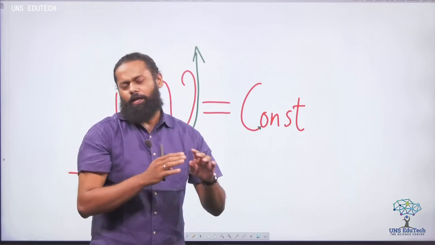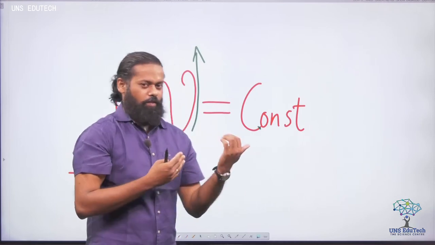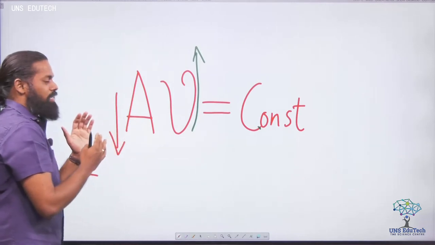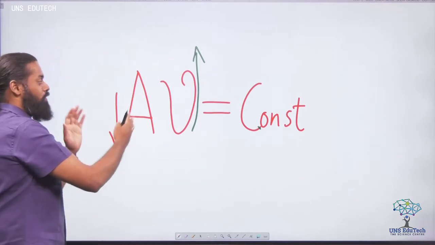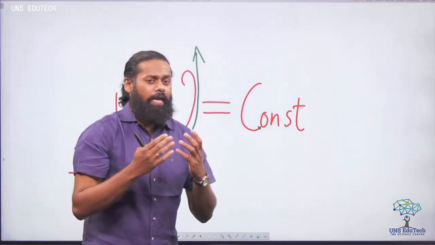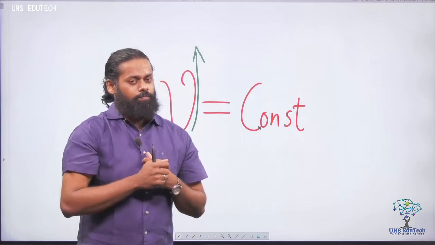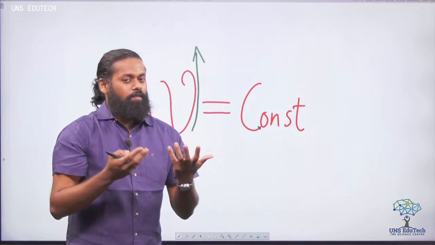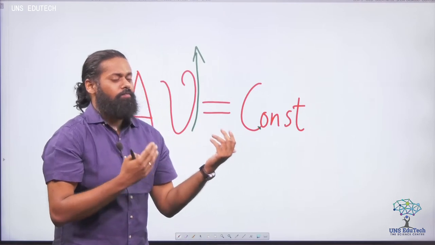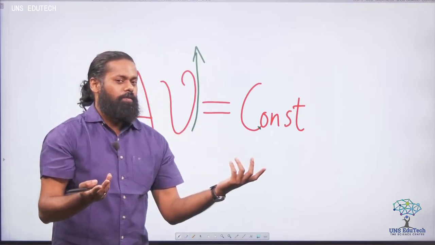I'm sure that you already know the practical implications of this law. It's very, very important, and it's a very simple and elegant law. A1 V1 is constant. A into V, the product of area and velocity, will give you the volume flow rate.